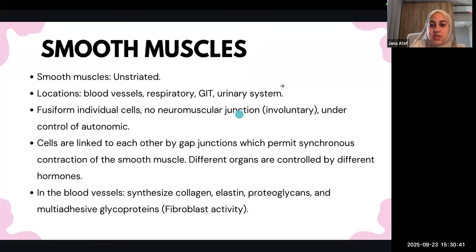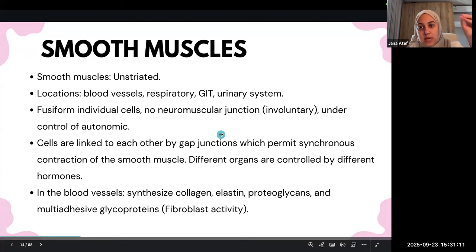Okay. So these ones are lined by gap junctions, which permit synchronous contraction of them. What does that mean? It means similar to the cardiac, but it's not cardiac, okay? Because they're controlled by the hormones, they're controlled by their own other systems. So this is not very high yield, but just know that the smooth muscle cells or smooth muscle organs have their own mind. They don't follow the voluntary actions like the skeletal muscles or the cardiac muscles, their own different family, okay?